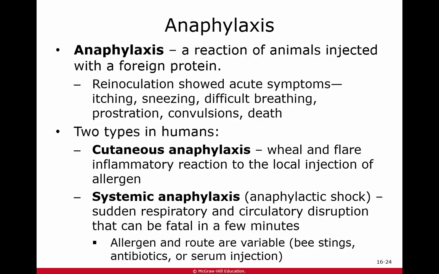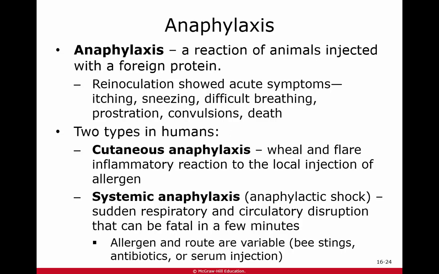remember the two levels, so atopy, what we just talked about, but the other, more severe level of type 1 is anaphylaxis. And so with anaphylaxis, the key thing you see here is it's very acute, it's going to happen very rapidly, and it's systemic, right? So we see itching, we see sneezing, but the big things we see with this are difficulty breathing, convulsions, and even death.